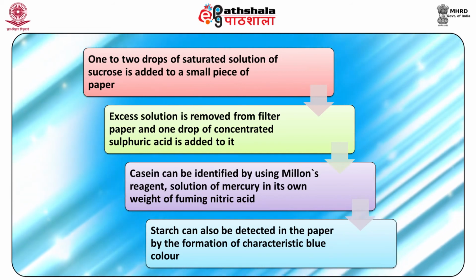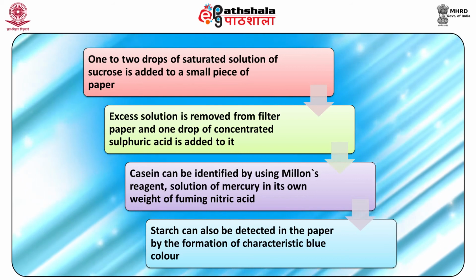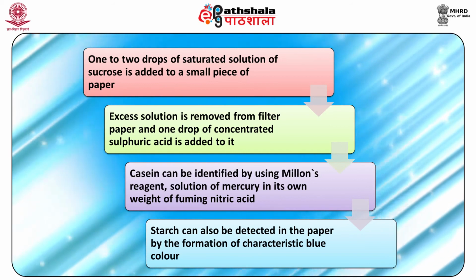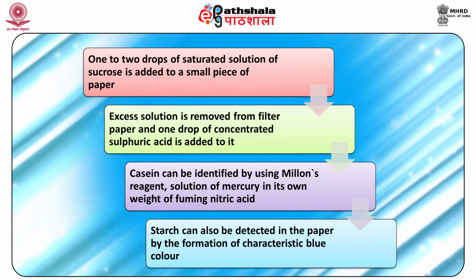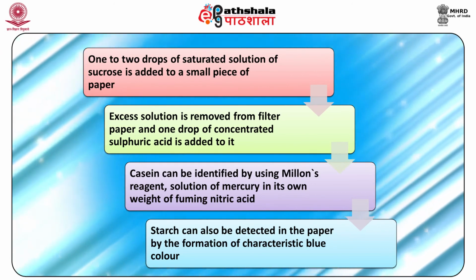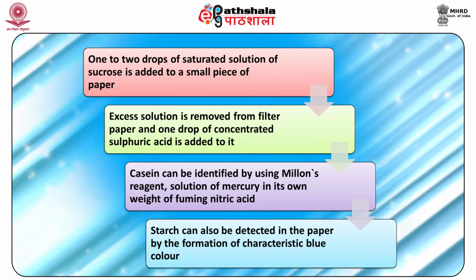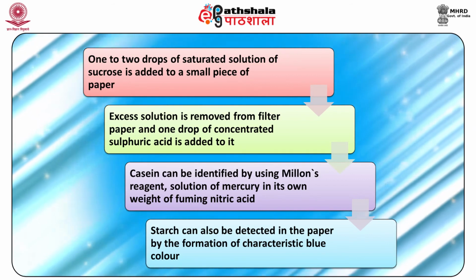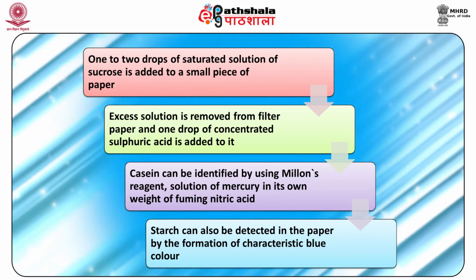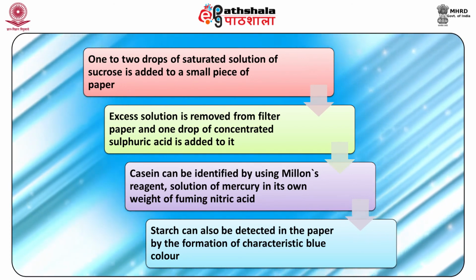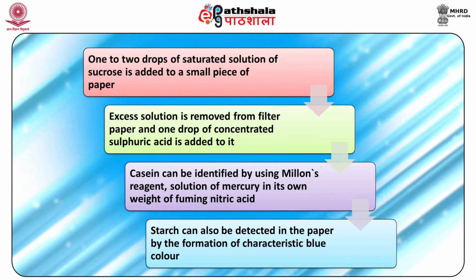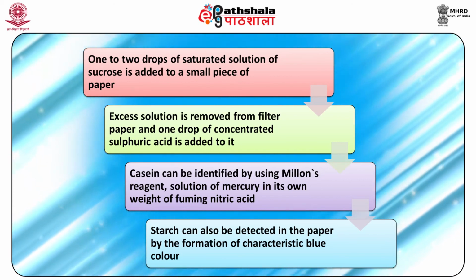If gelatin is absent in the paper, then casein can be identified by using Millon's reagent, which is a solution of mercury in its own weight of fuming nitric acid, and then it is diluted with 2 parts of water. The production of pink color indicates casein is present. Starch can also be detected in the paper by the formation of a characteristic blue color with a dilute solution of iodine.